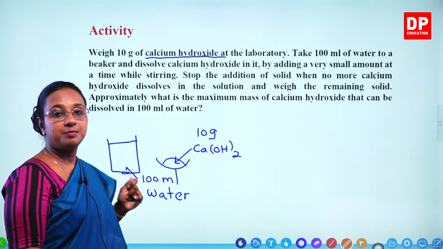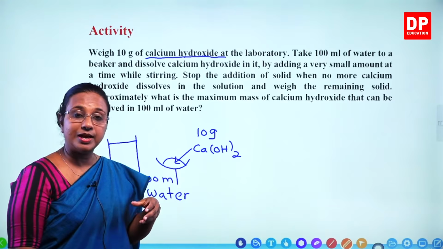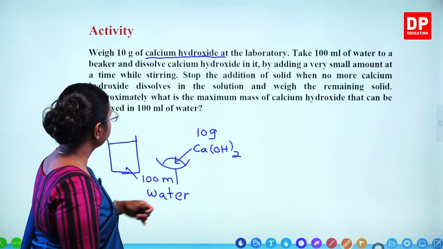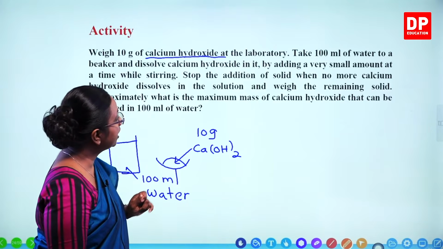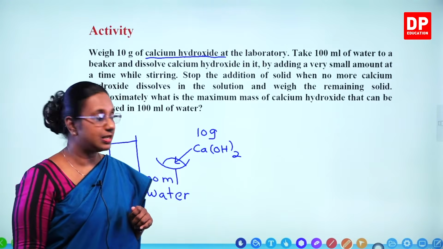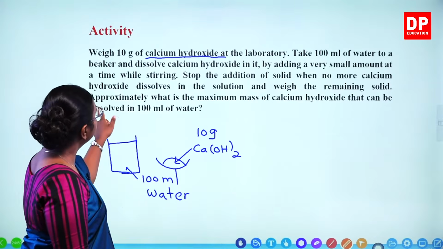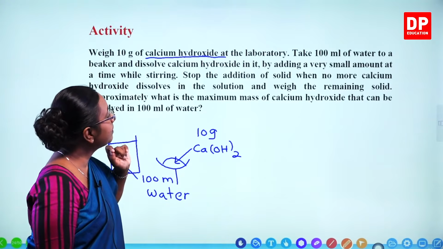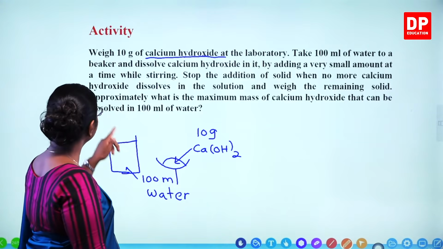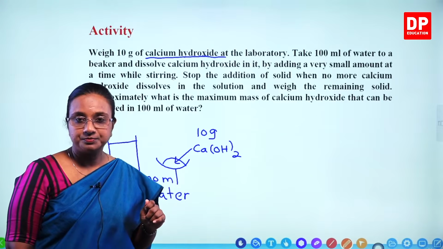So same as before. You add a little bit, mix it very well, stir it very well, so the calcium hydroxide will dissolve with water. Stop the addition of solid when no more calcium hydroxide dissolves in the solution and weigh the remaining solid. Approximately, what is the maximum mass of calcium hydroxide that can be dissolved in 100 milliliters of water?